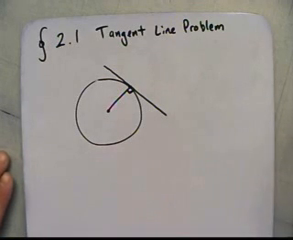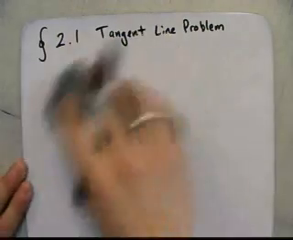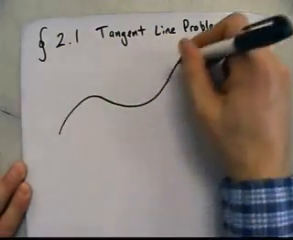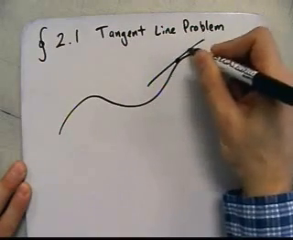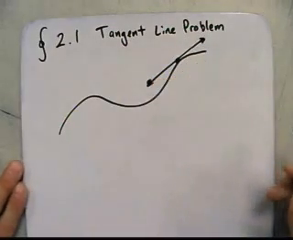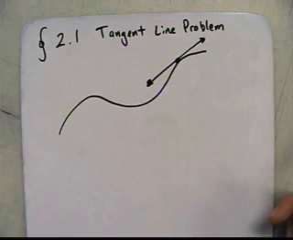It gets a little more complicated if I have a curve. So for example, if I have some curve like this, and I want to find the slope of the tangent line right here, it's a little bit tougher because I don't have things to go off of, okay? So that's going to be the hard part for today.